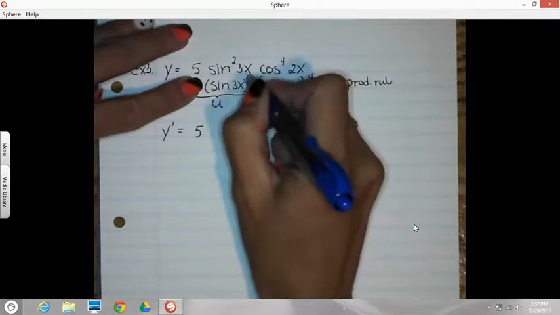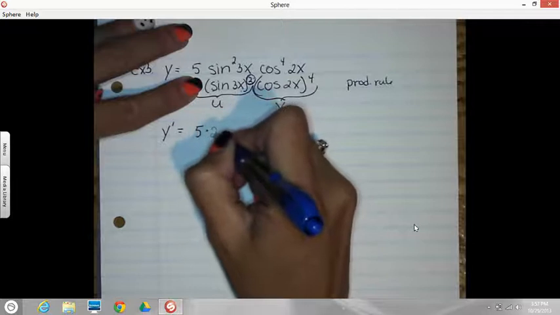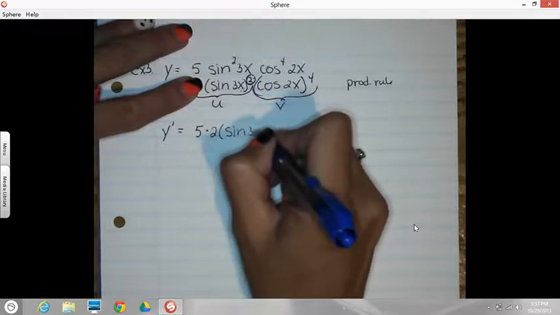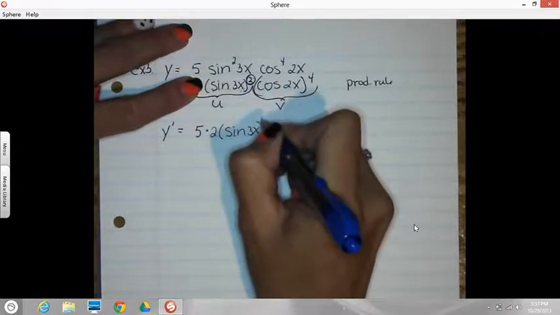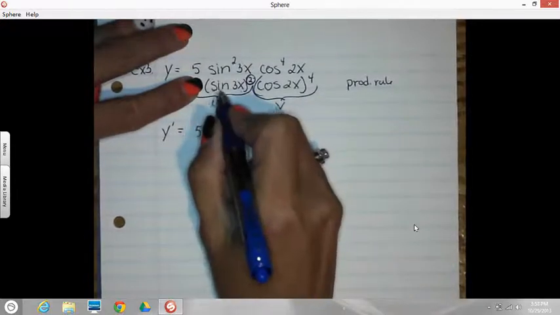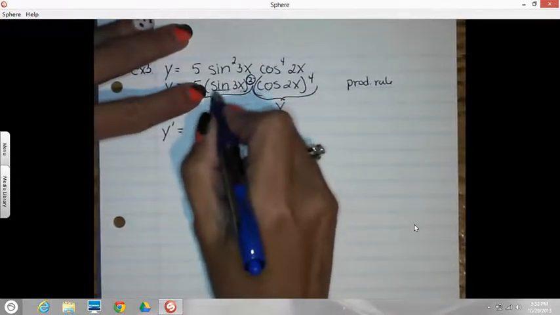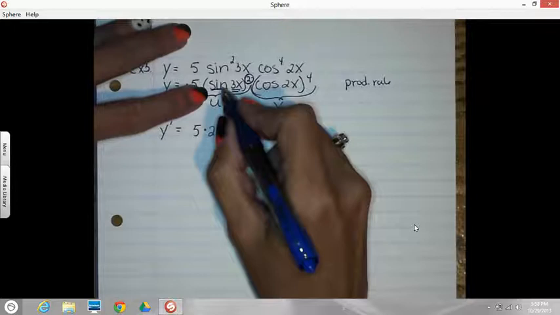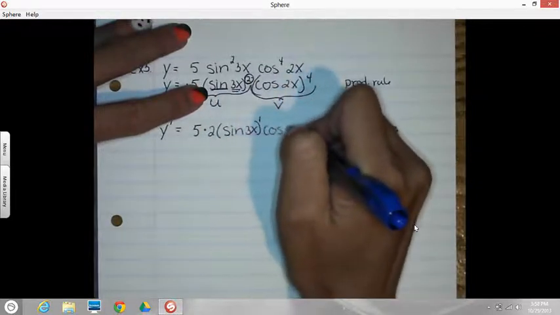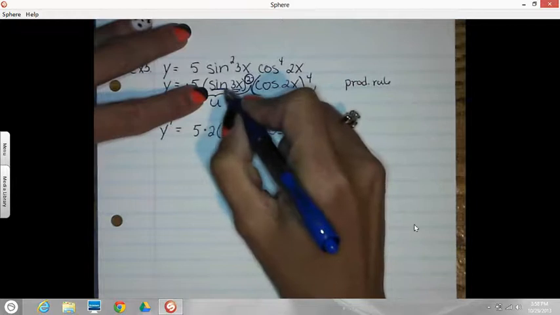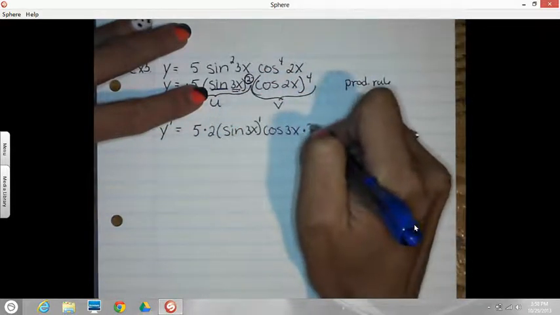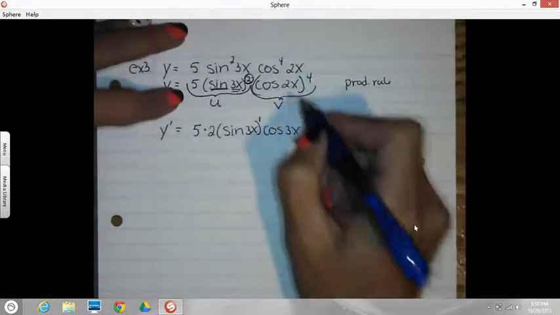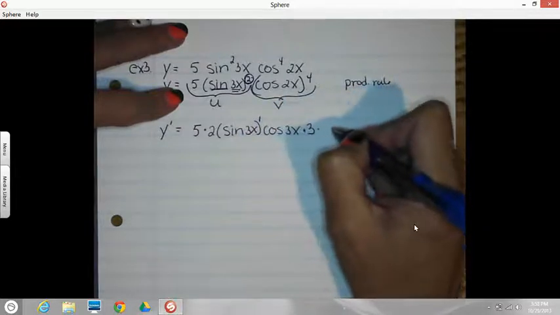The power's on the outside, so the 2 comes down, times the inside, the 1 less power, so we need that. Now times the derivative of the inside. Inside is a trig function with an angle. So there's 2 things to do. So trig function first, derivative of sine is cosine, times the derivative of the angle, which is 3. So all of that was just u prime. I still have to multiply by the v, because that's part of the product rule.